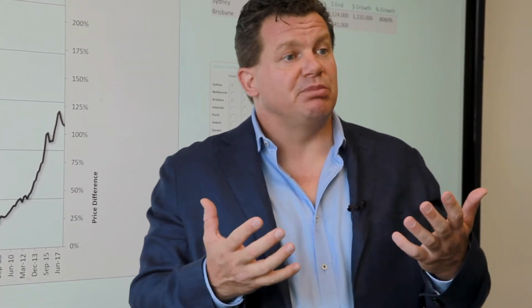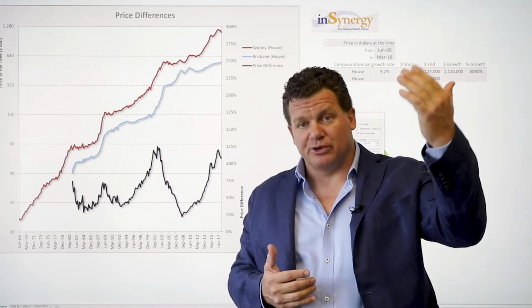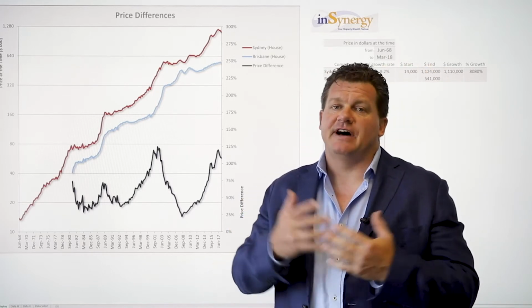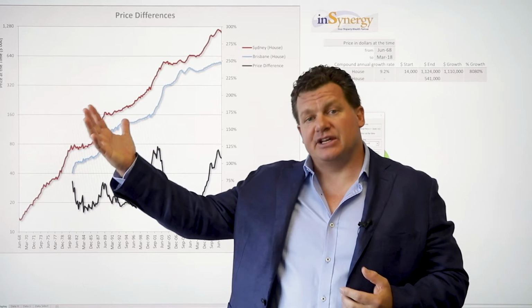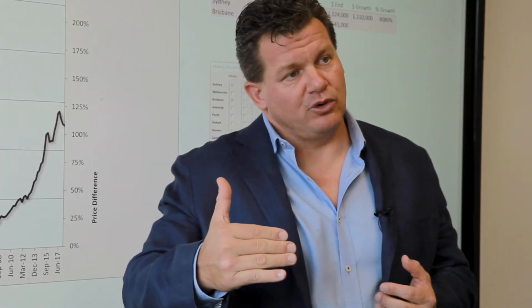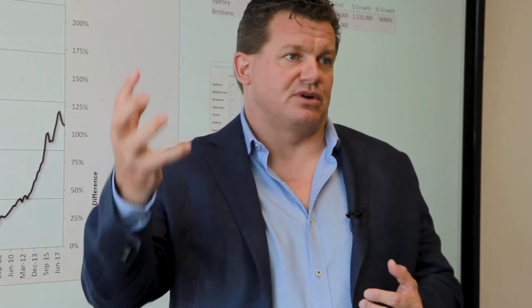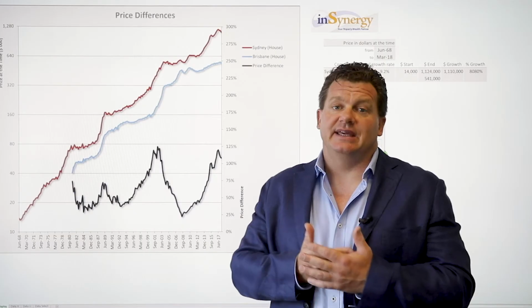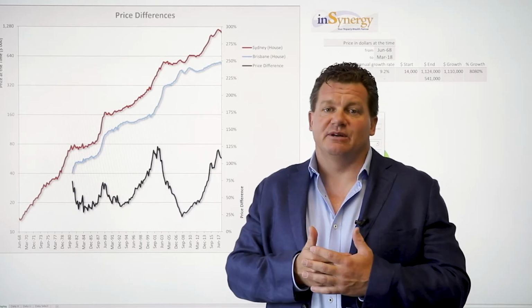So when they see property prices, and when Sydney is so much more expensive than Brisbane, we get a far bigger share of those international migrants going to the more affordable markets and helping drive the prices up. So that's one of the key indicators we look for in predicting a property boom.